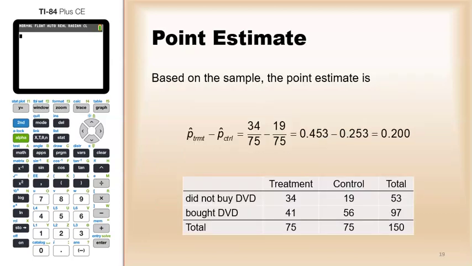Based on the sample we had earlier, the proportion of success, that is, not buying the DVD, from the treatment group is 34 out of 75, and the control group is 19 out of 75. So if you subtract the two, you end up with a 20% difference between the two groups. This will be our point estimate.